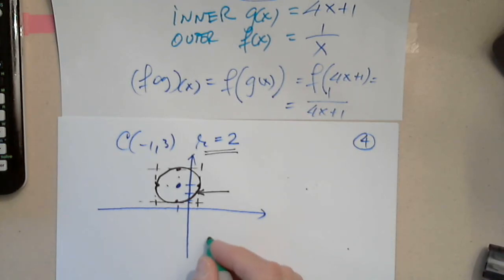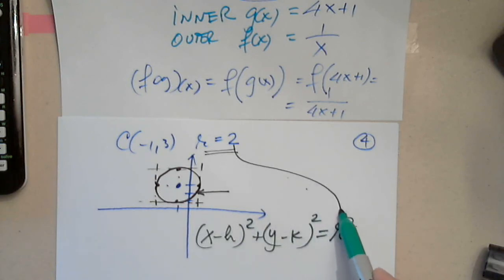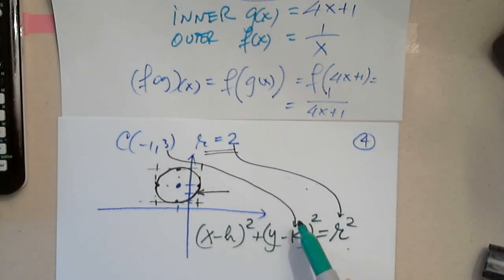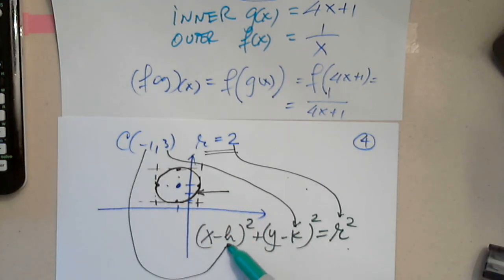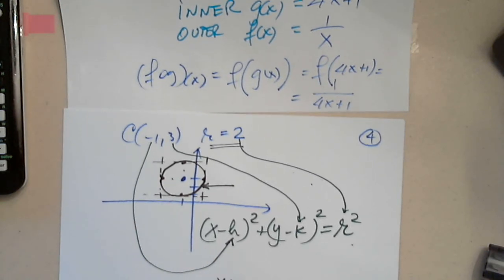So remember the equation of the circle, it's x minus h, everything squared, plus y minus k, everything squared, equals r squared. Where r is 2, k is 3, and h is -1. So the equation of the circle for these conditions will be x plus 1 everything squared plus y minus 3 everything squared equals 4.